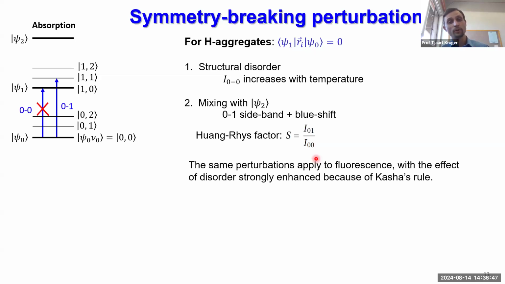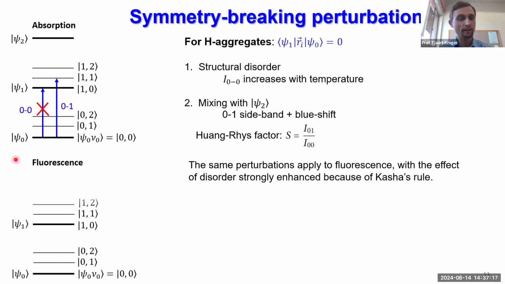Okay, the same perturbations that I've spoken about here, so the structural disorder and also mixing with higher electronic states, they also apply to fluorescence. And in fact, the effect of disorder specifically is strongly enhanced because of Kasha's rule. Kasha was the first person who noticed that most of the fluorescence takes place from the lowest vibrational state. So from this 1-0 state, that's where most of the fluorescence is going to take place from.